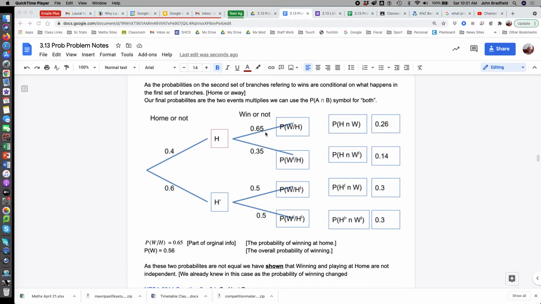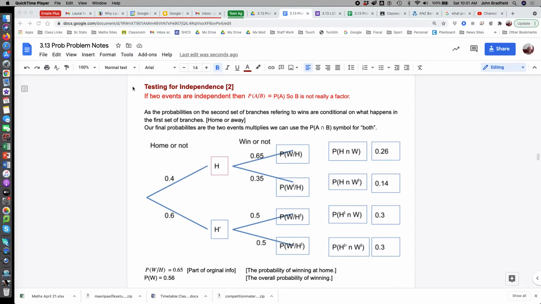And then we can write them all. So the second one down, the 0.35, is the probability of not winning given that it's a home game, and so on down through. So we can write them with a slightly different approach, just using slightly better notation.